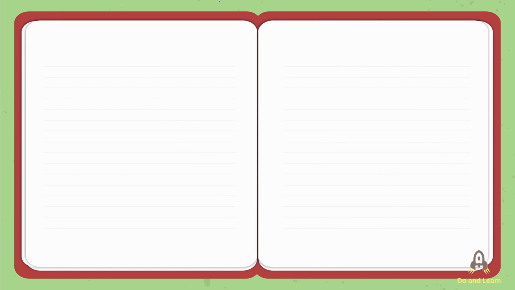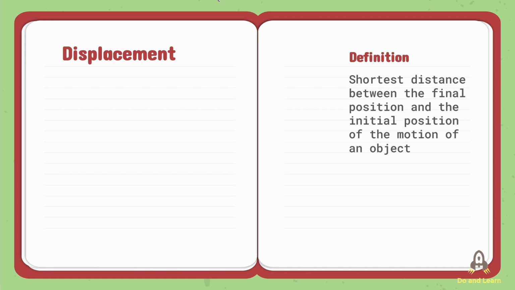Let us go to the next topic, displacement. Displacement is the shortest distance between the final position and the initial position of the motion of an object. I'll explain with an example. Consider a rectangular court.